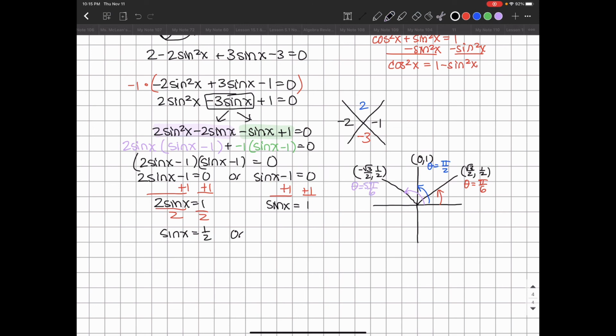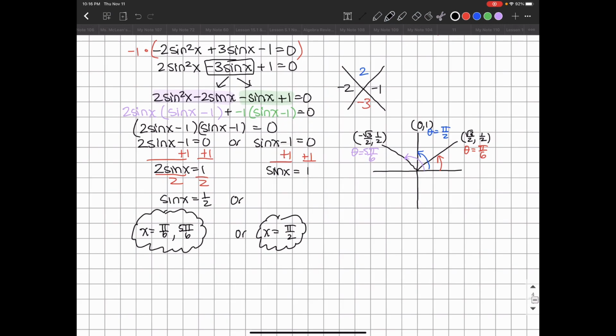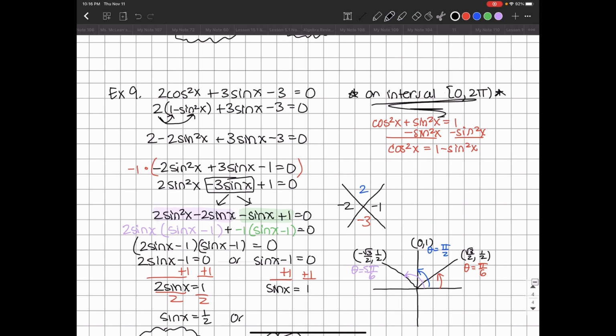So my answers, I have x is equal to pi over 6 and 5 pi over 6 from that first equation, or x is equal to pi over 2 from sine of x is equal to 1. And those are all my options. And I don't include the coterminal angles because it specified that the angles needed to be within this interval.